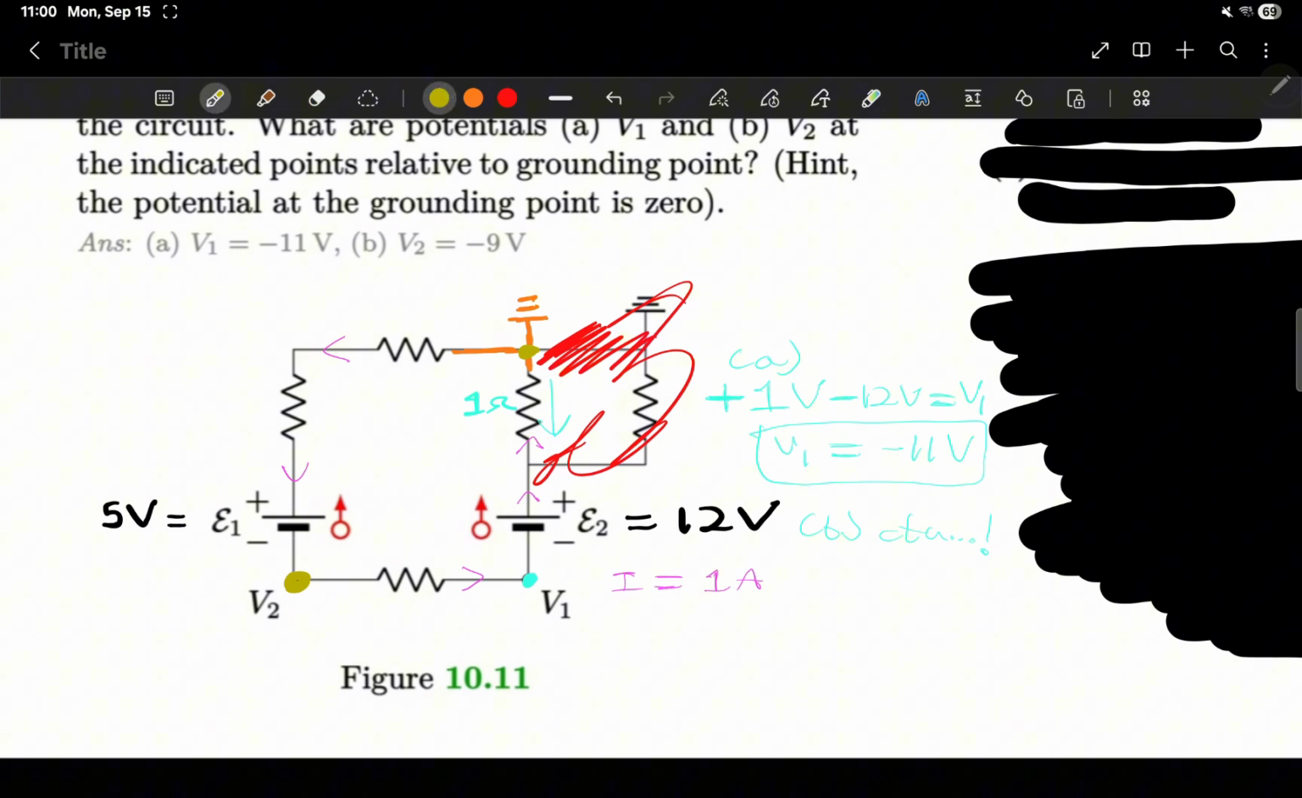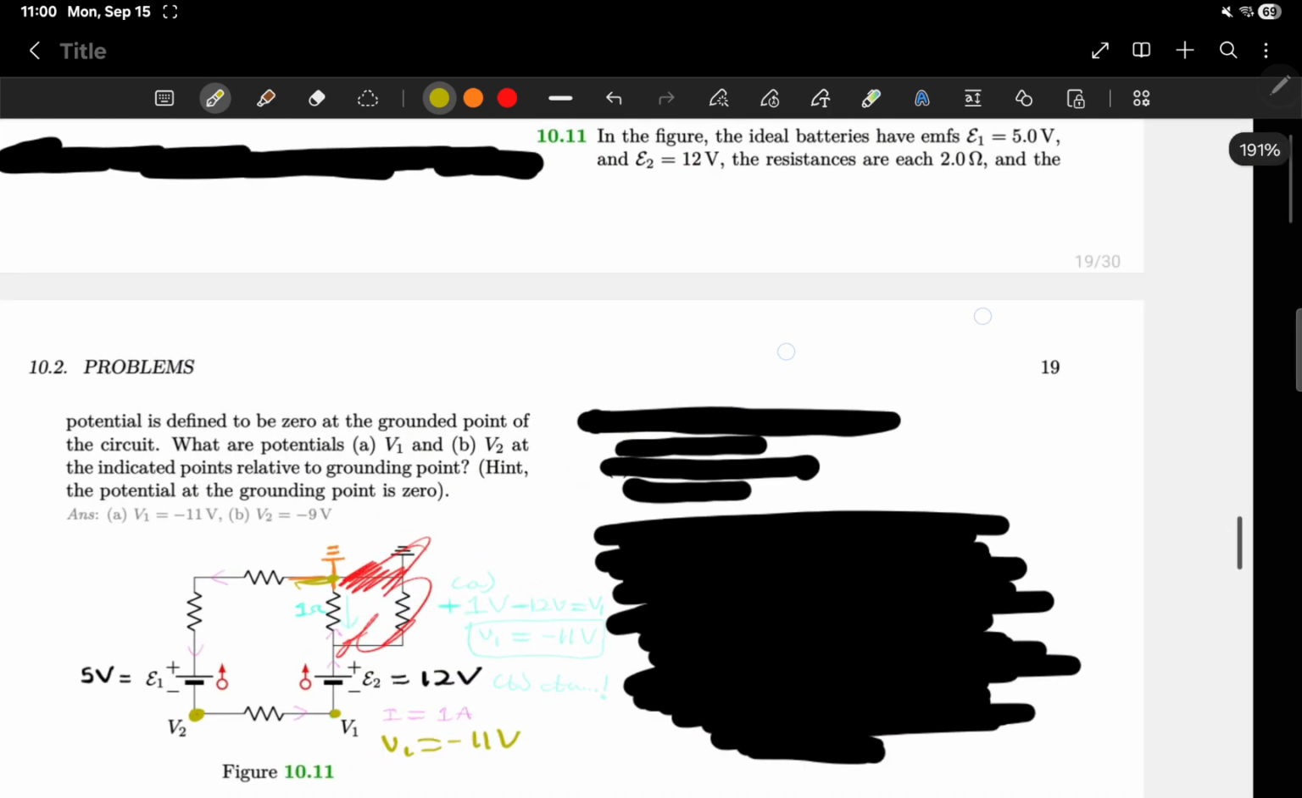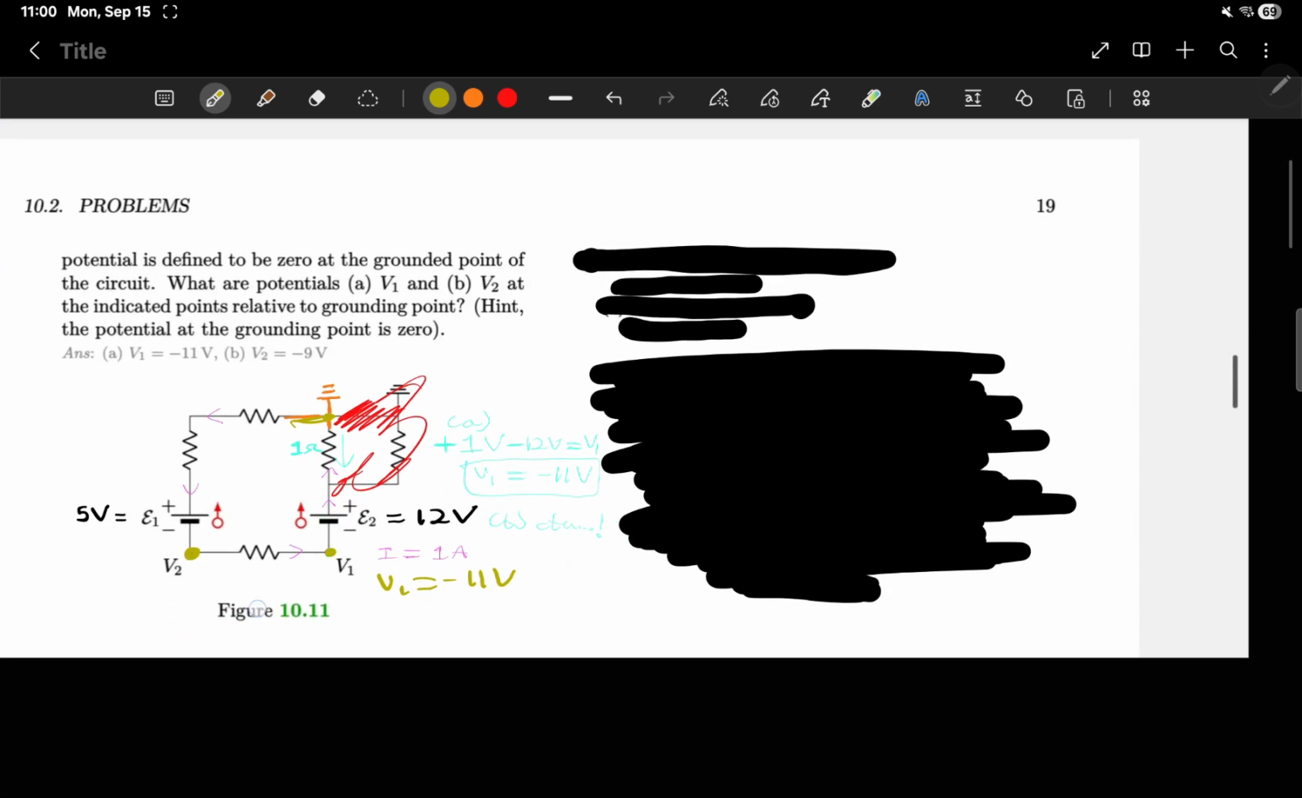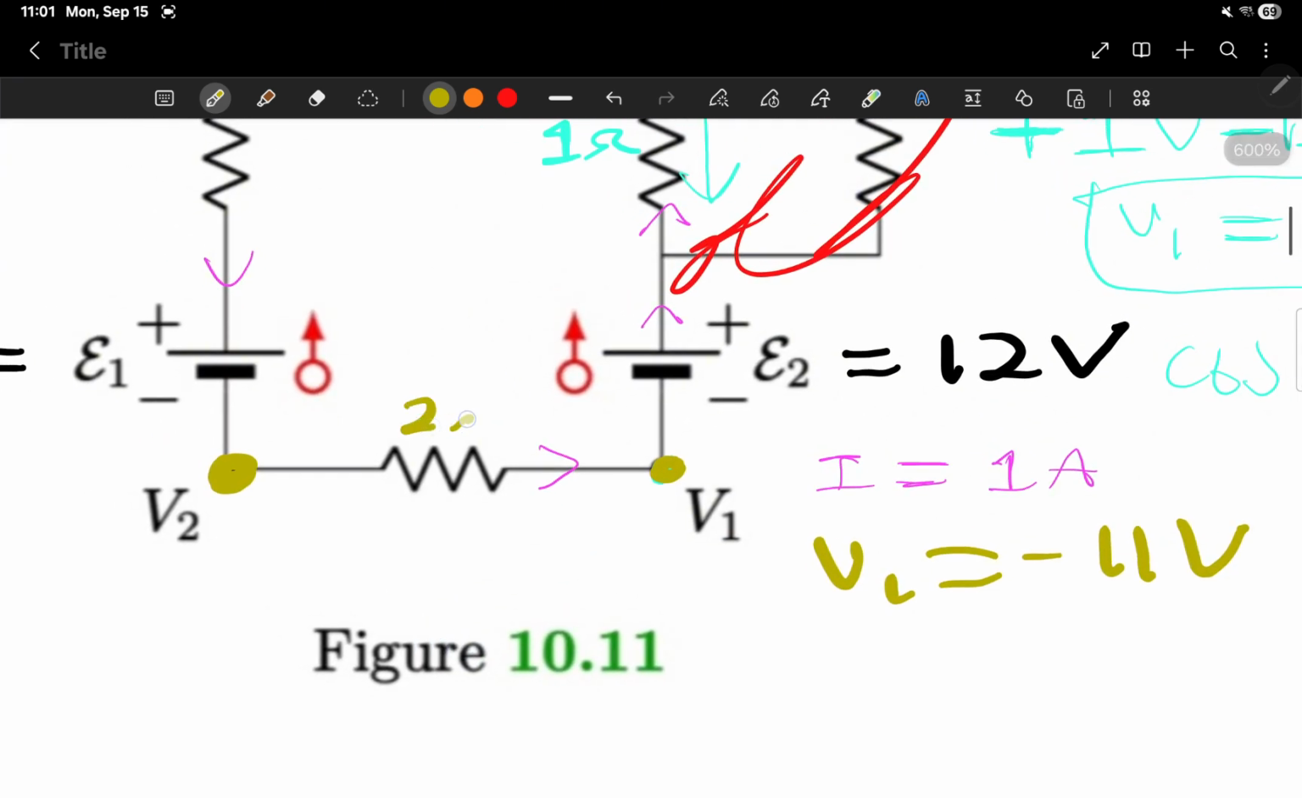Now I'm going to skip the explanation for this part here. I'll immediately assume that we've gone through this resistor and this battery and we're already at point V1, where the potential is negative 11 volts. The only thing I have to go through is this resistor until I reach point V2. This resistor, as we know in this question, has a resistance of 2 ohms, and we're going against the current. The current is 1 ampere in the entire circuit.